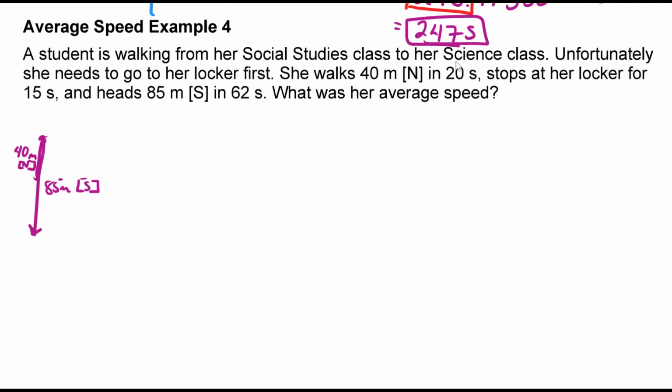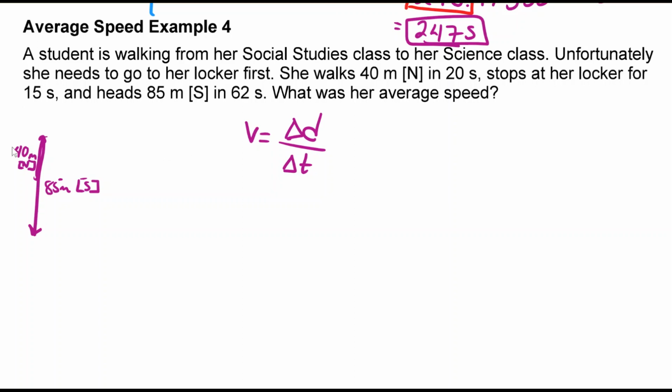Okay, well, let's think about this for a second. It's asking for an average speed. Speed is distance over time. Do you know the total distance? Now, I need you to remember back to what we were talking about on Friday. Distance is all of the individual distances. How much ground has this person covered?